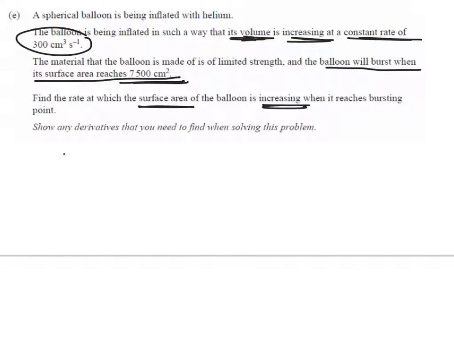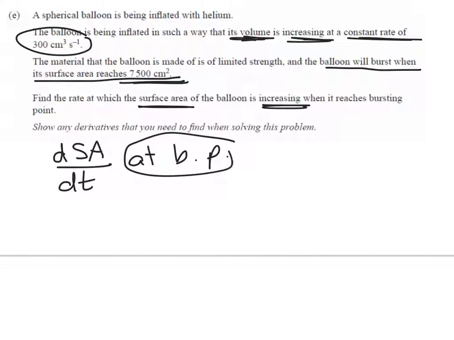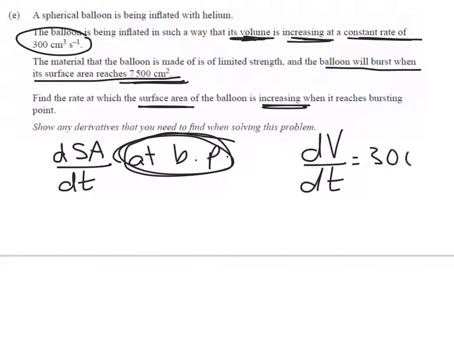So we're looking for this derivative, dSA by dt at bursting point. As I've said lots of times now, don't worry about figuring out when that is and substituting until the very end of the problem. So what we've got to think about is what's the volume. Well, we've got dV by dt is equal to 300.